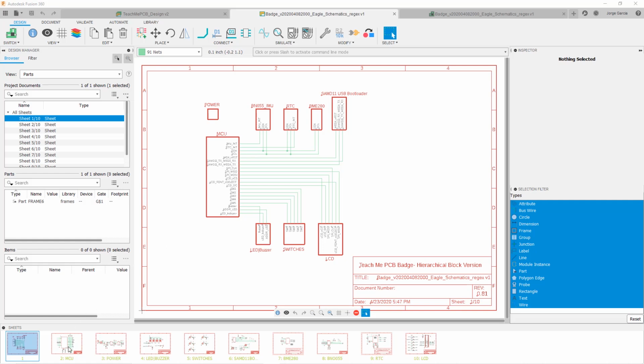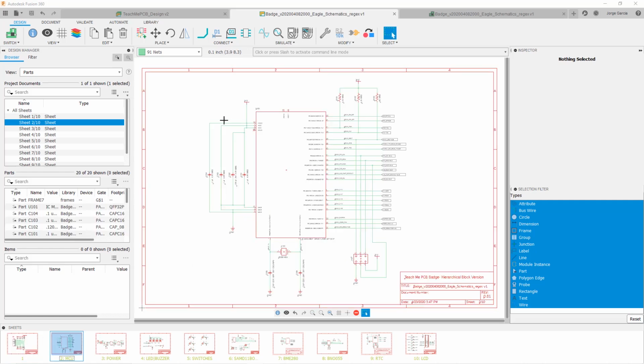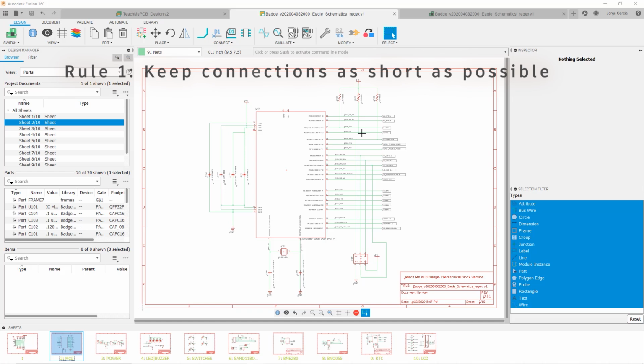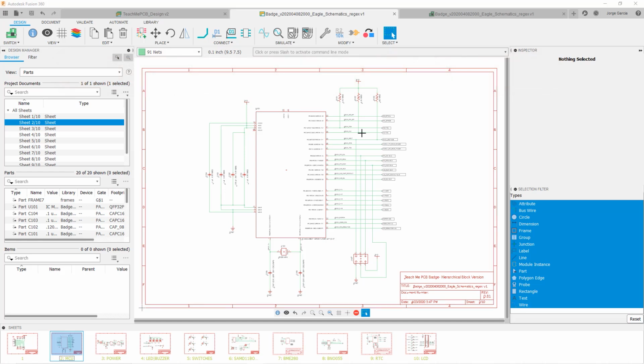But what's really nice is, if you look at sheet 2, this is the MCU design. You know that if you form a group here, and you transfer that group to the board, these are all components that need to be together. And one of the key rules of thumb for PCB design is try to keep your connections as short as possible. By having your schematic organized in this way, where you know what components have to be close to each other, you're aiding that goal of keeping the connections as short as possible.